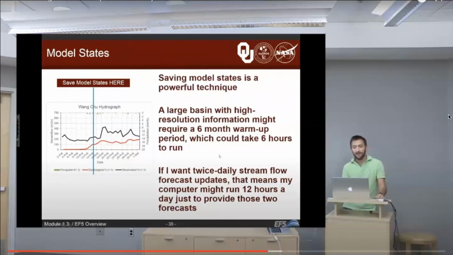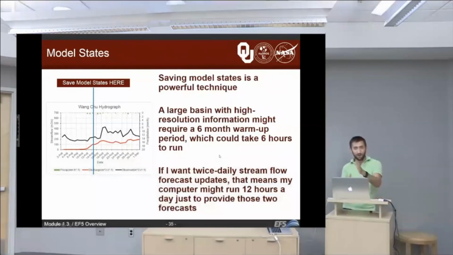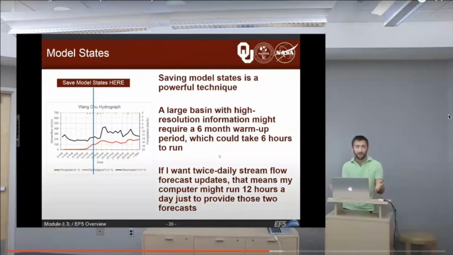That means that we only have to run the model forward in time from the point when the states were saved.